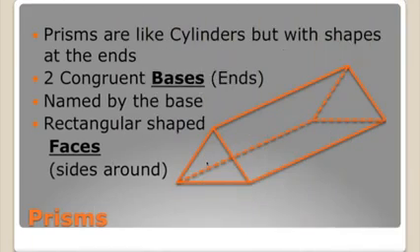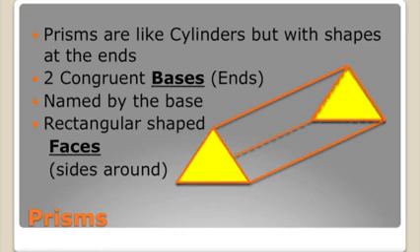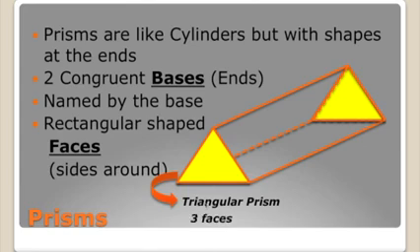This here, what would you call this one? Think about it. We name it by the base. What shape is the base? It's a triangle. Since it's a triangle, we call this a triangular prism. And because a triangle has 3 sides, we have to make sure that we know, 1, 2, 3, that there are going to be 3 rectangular shaped faces. This side over here, that's 1 face. This side over here, around there, that's 2. And then the bottom rectangular face there, that would make 3 faces.